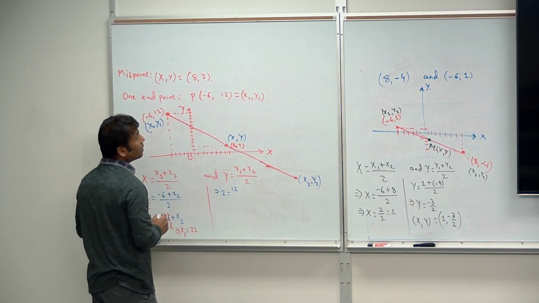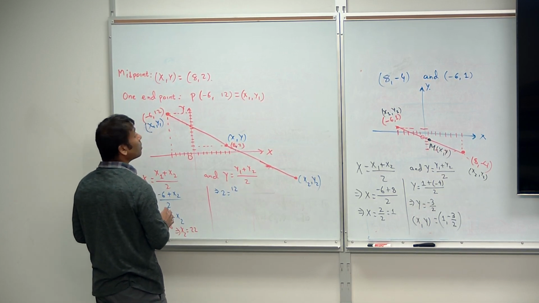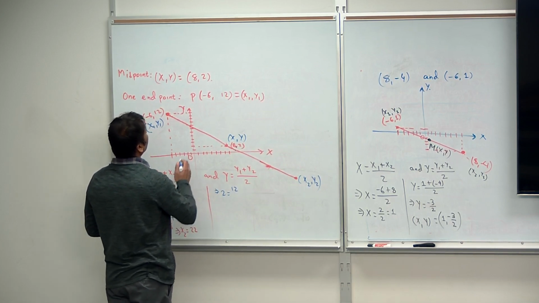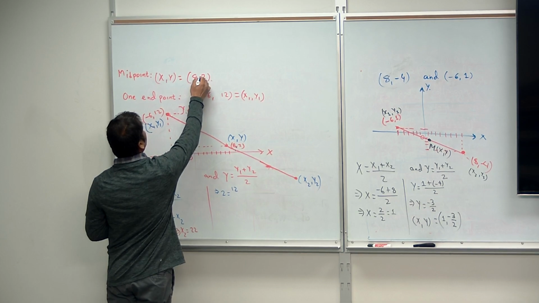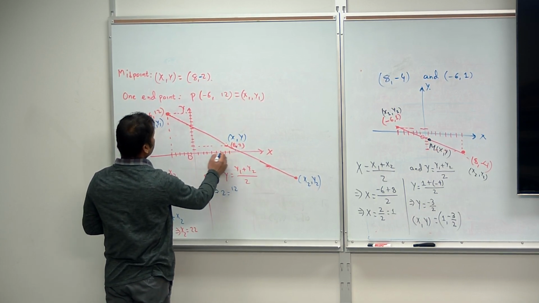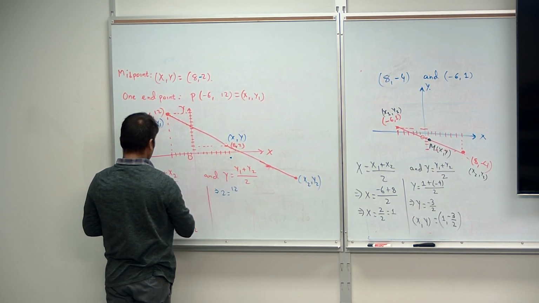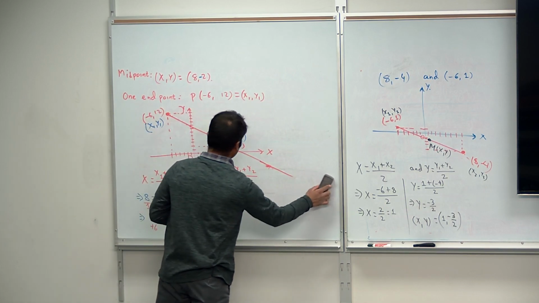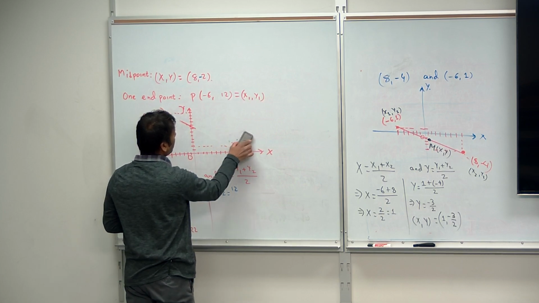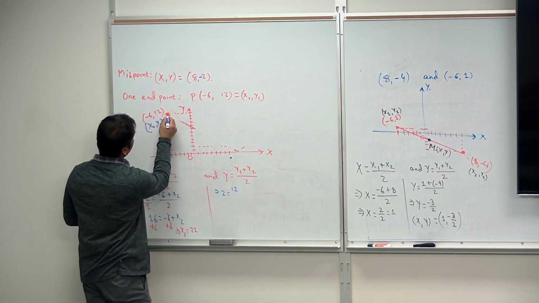Is that negative? Oh, it is. Is it negative 2? So if it is negative 2, and the midpoint is 8 comma negative 2, let's say this is 1, 2, then 8 comma negative 2 is somewhere here. Then you will have a graph like this.